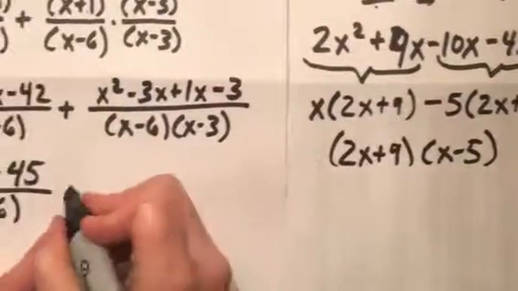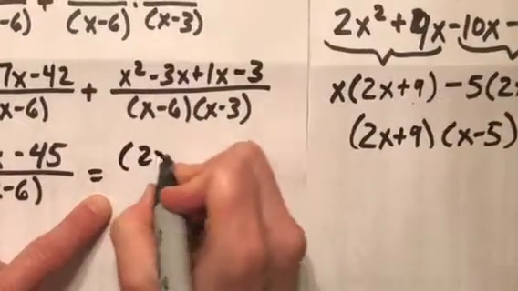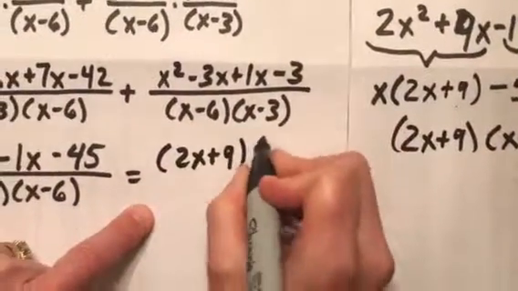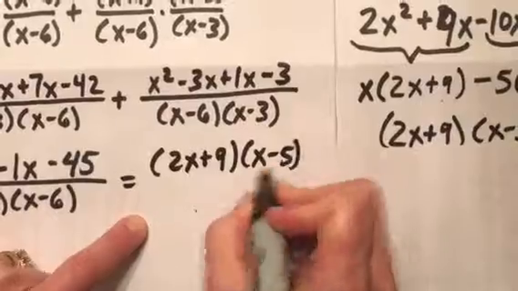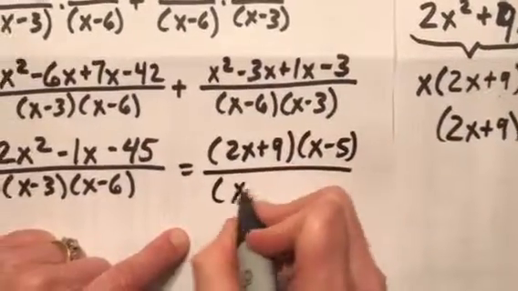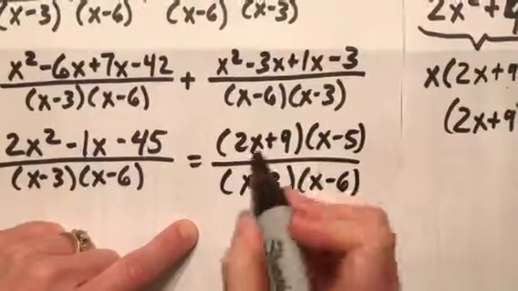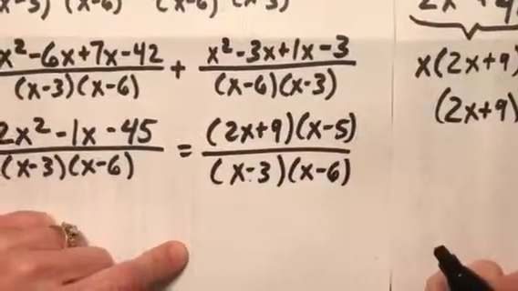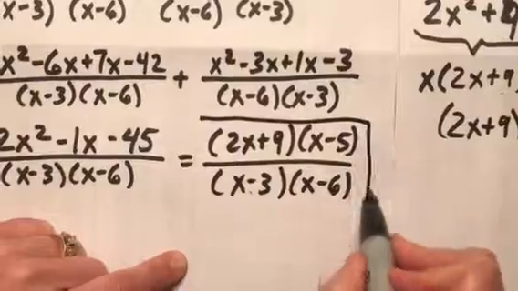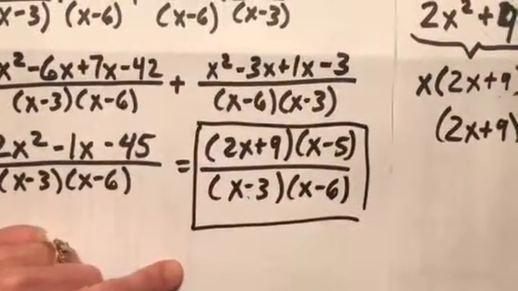So let's put it back over here. So my numerator has factored into 2x plus 9, x minus 5, and my denominator is x minus 3, x minus 6. I notice that there are no common factors, and so I can just leave this answer the way it is. That's the final answer.